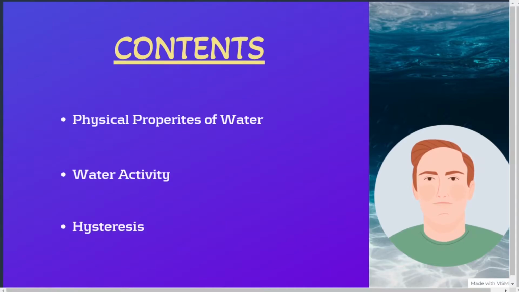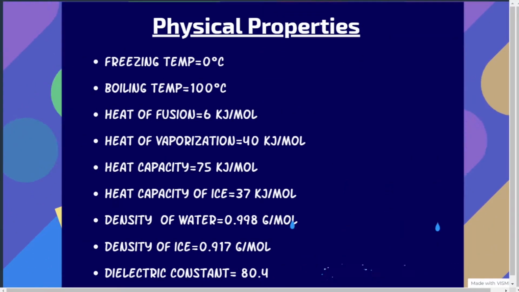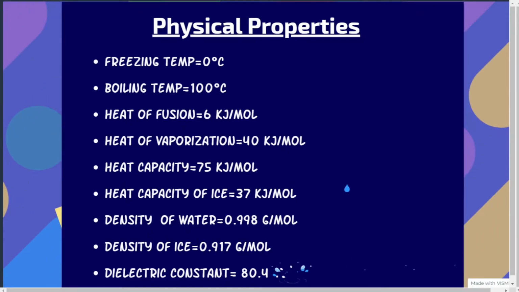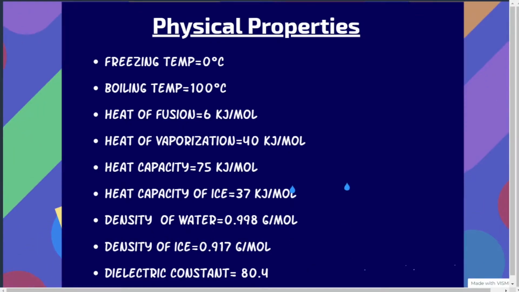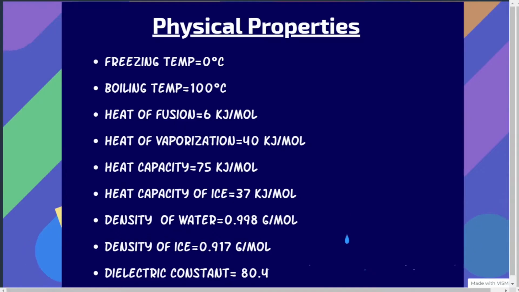So coming to physical properties, we all know that physical properties deal with freezing temperatures, boiling temperatures, heat of fusion, heat of evaporation, and many more, right? Now we all know that the freezing temperature of water is 0 degrees Celsius, boiling temperature is 100 degrees Celsius, but what we don't know actually is heat of fusion and heat of evaporation. Heat of fusion is the heat that is required to change solid to liquid.